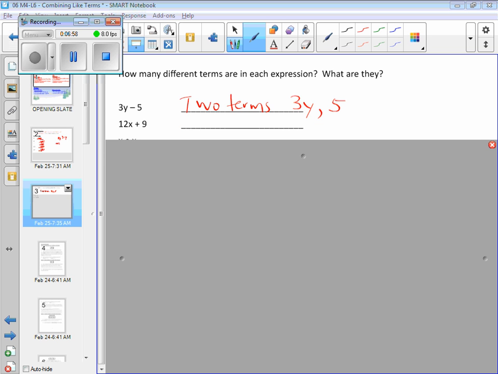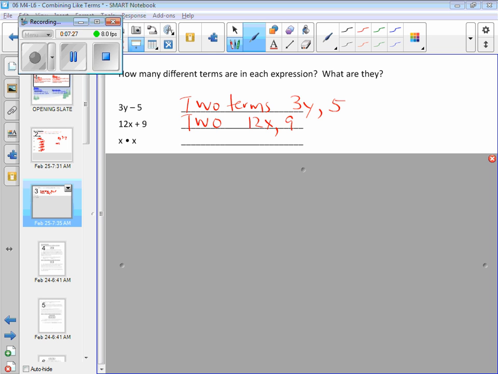Here's the next one. How many terms? 2. You want to write just the word 2, not the word terms. That's fine. What are they, Al? 12x, separated by a comma. Good. A little tricky, but doable.